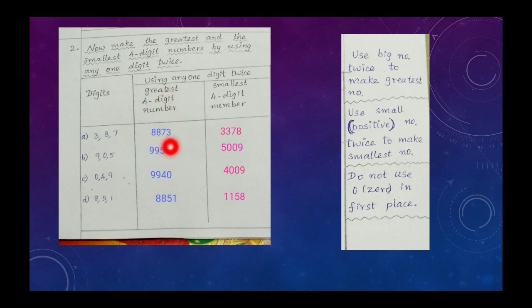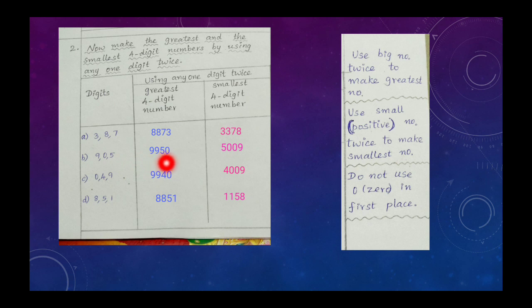8873. Listen carefully. The largest digit is 8. So, write big number 2 times to make greatest number. So 8, 8. The next largest digit is 7. So 7 takes the third place. Then 3 takes the last place. Okay. Similarly, 905 gives you 9, 9. 9 is the largest number, so write it twice. 99. Next largest number 5.